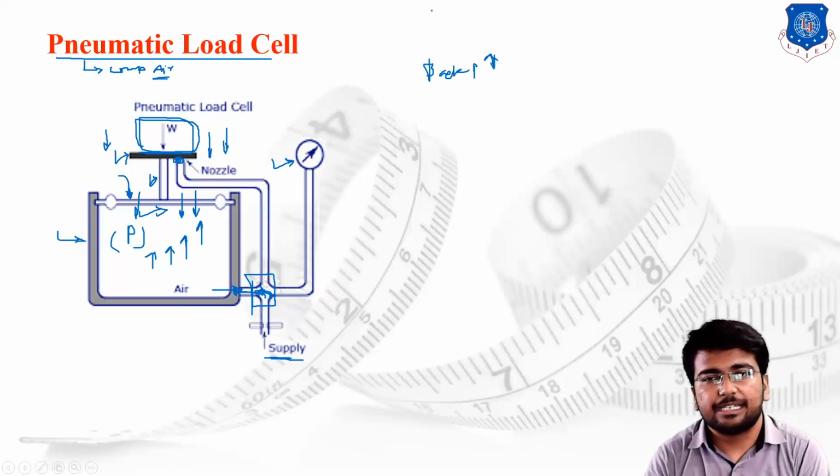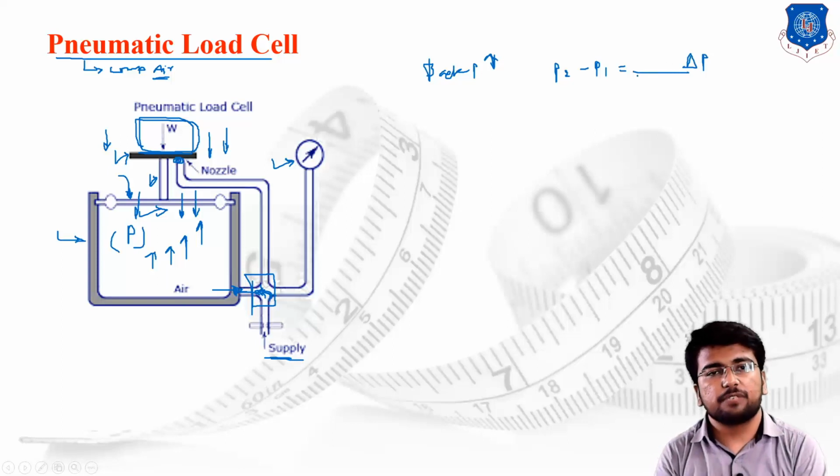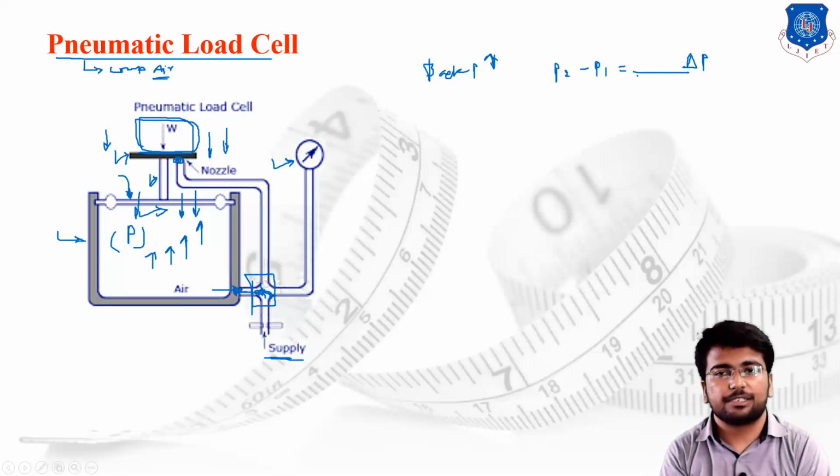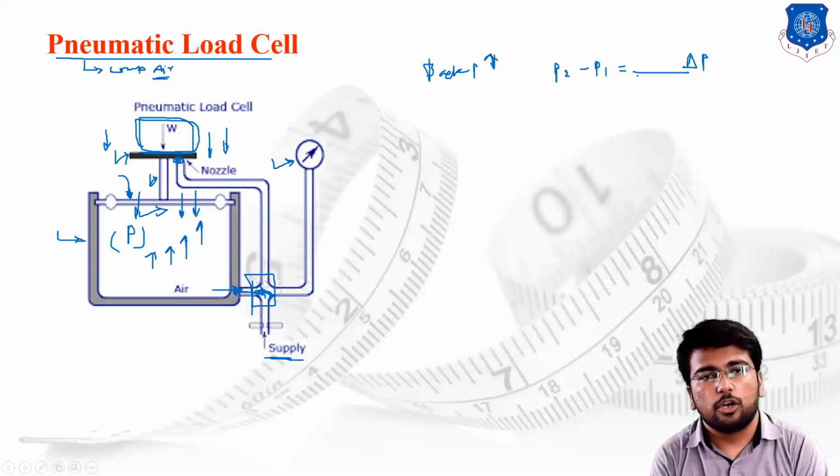Suppose in the second case, we have the pressure value of P2. In the very initial condition, we have the pressure, let's say P1. We are supposed to find the delta P. And the same equation which we use in the hydraulic system, we use to find the value of the force which is acting on the pneumatic load cell.